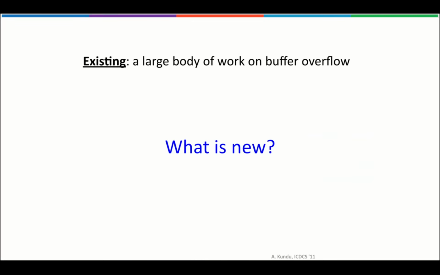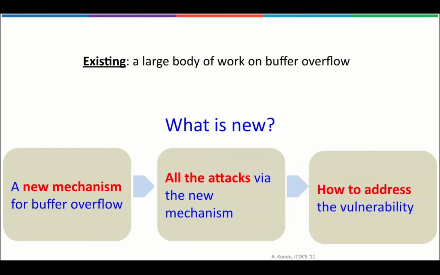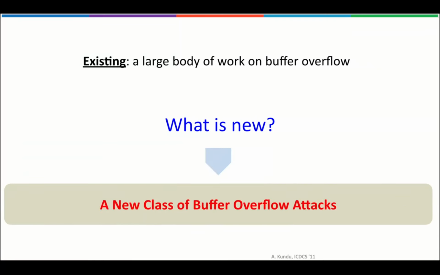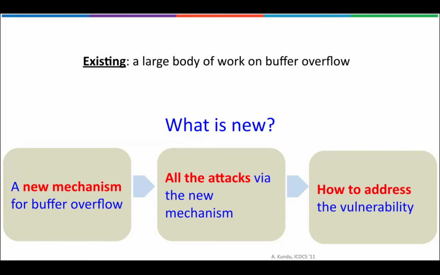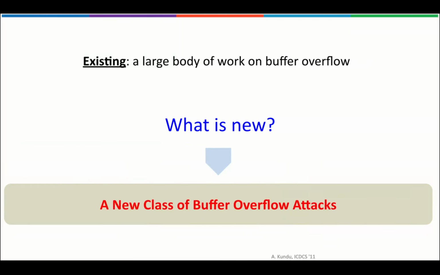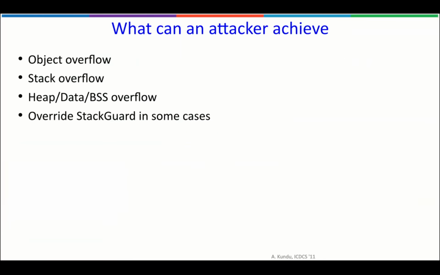However, there is a lot of work that is already done. What is new that we are talking about here, right? We are talking about a new mechanism of buffer overflow. Not only just buffer overflow, there is a whole suite of attacks that are being carried out, and we can demonstrate that. Now, the new thing is using placement new. The attacker using the placement new vulnerability can carry out object overflow, which is a new concept we propose, as far as we know.